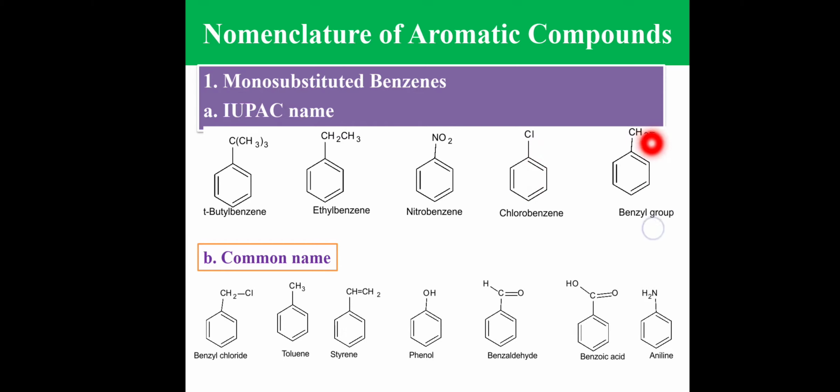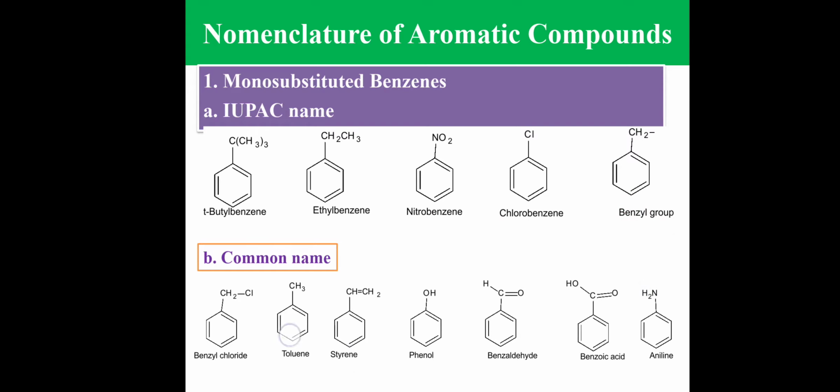Next, here CH2 and benzene. If the CH2 is attached to the benzene, then when we write the name it is called benzyl. When CH2 is joined to any other group, suppose it is joined to cyanide, then the name of the compound is benzyl cyanide.